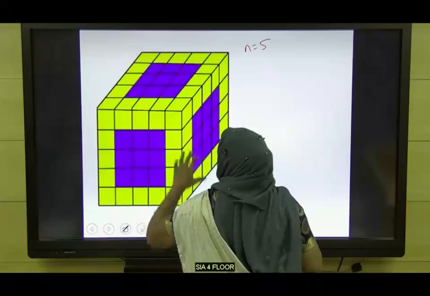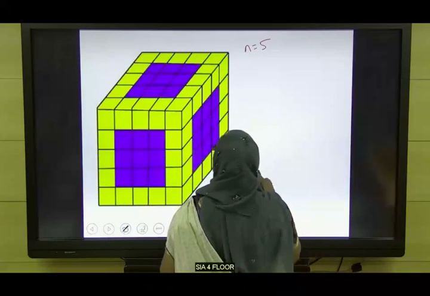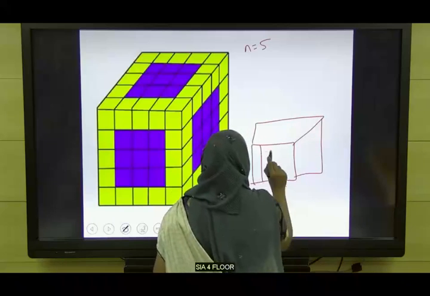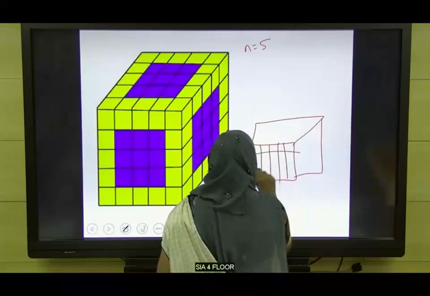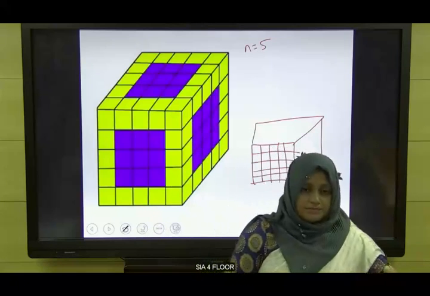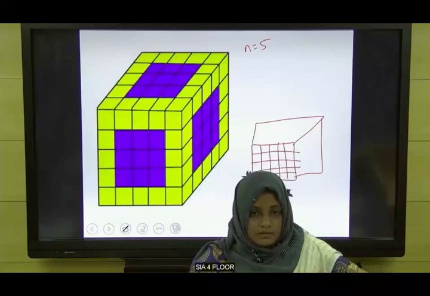In the diagram they actually won't give it, but what I want you to do is just draw the front face alone, like this. No need to draw the full thing, just draw the front face. 1 2 3 4, 1 2 3 4. Okay, it makes 5. Draw the front face alone.